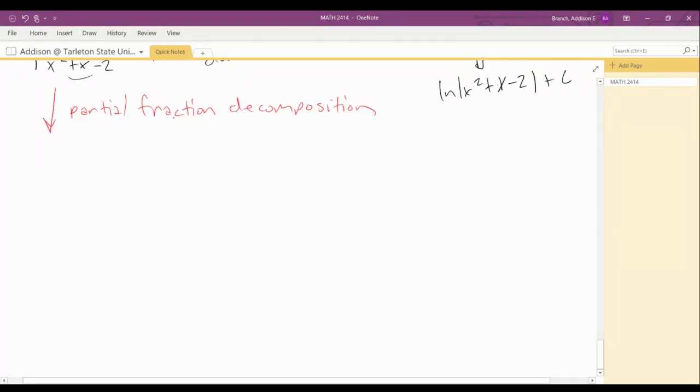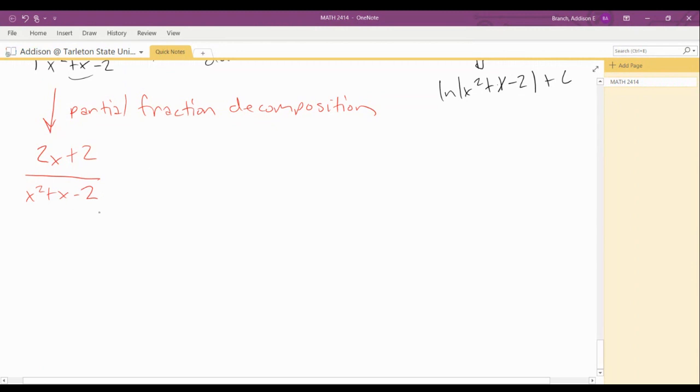Okay, so when we do partial fraction decomposition, it's based on the idea that whenever you add two fractions with different denominators, you have to find a common denominator to add them together and make that one fraction. Essentially, we're trying to break the big fraction down into smaller fractions that are easier to deal with. So for this one, we had 2x plus 2 over x squared plus x minus 2.